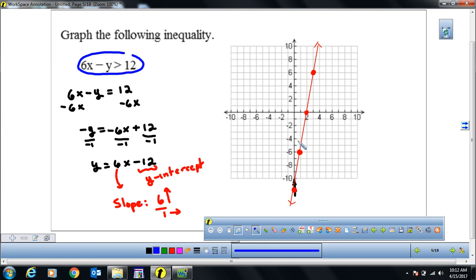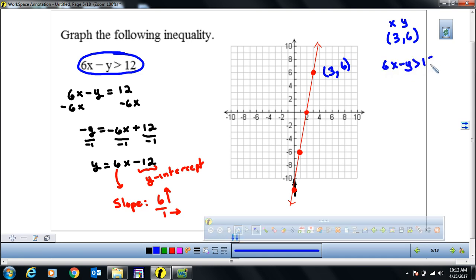What is going to happen? Let's say, pick one point. If we substitute that point, you see, it's 3, 6, right? So if I substitute the x with the 3 and the y with the 6 into the original, which is 6x minus y is greater than 12, look what we're going to get. 6 times 3 minus y, which is 6, must be greater than 12. That gives us 18 minus 6, which is going to be 12. What do we know about this? 12 greater than 12.